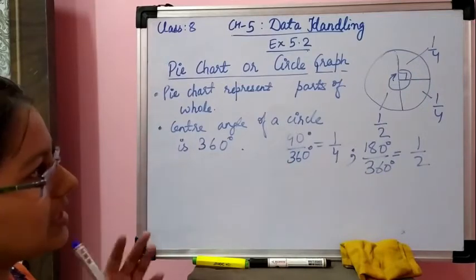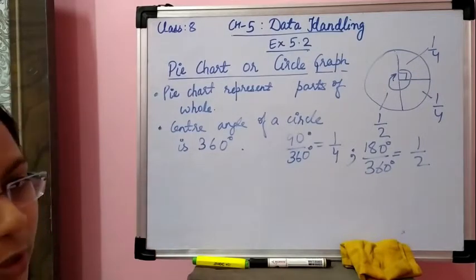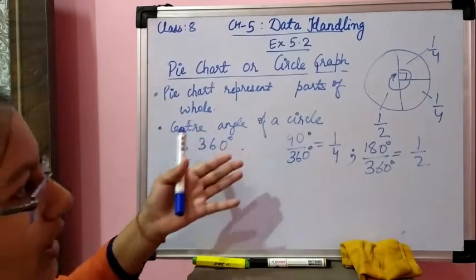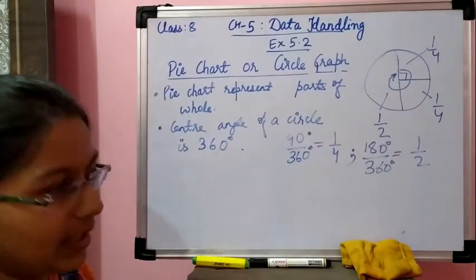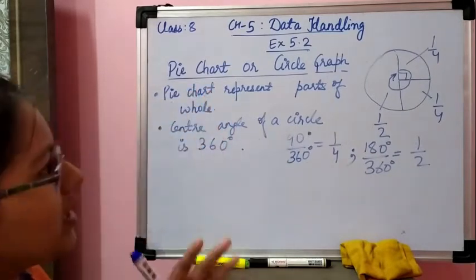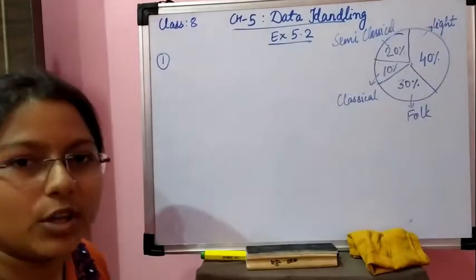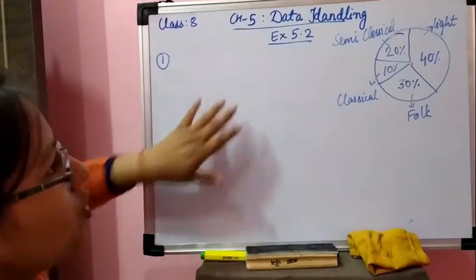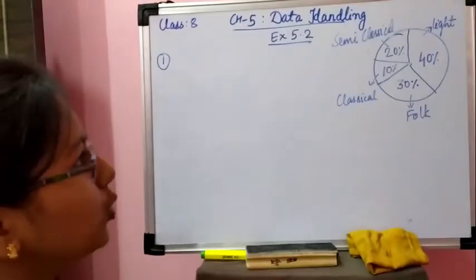Based on that, let's do some questions of exercise 5.2. Then you will be able to understand the concept of pie chart in a better way. So you all understood what is basically a pie chart and circle graph. Okay students, let's see the first question of exercise 5.2.